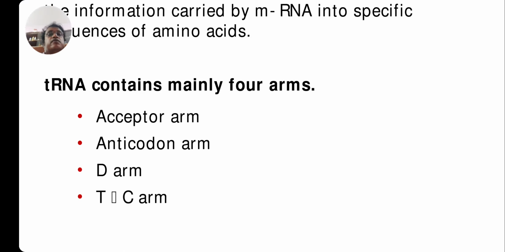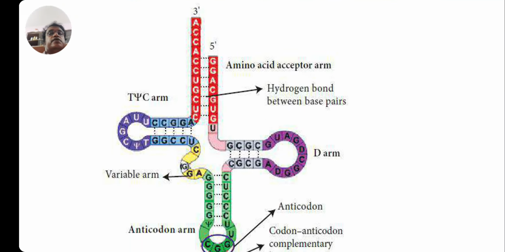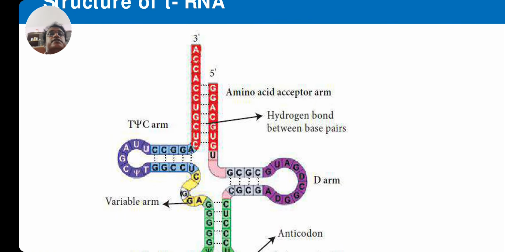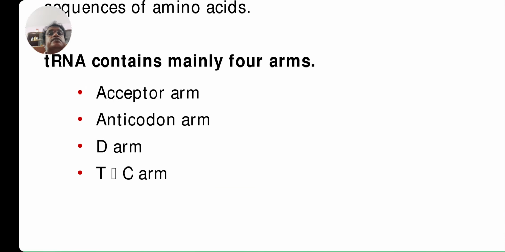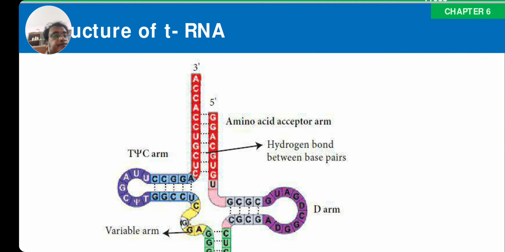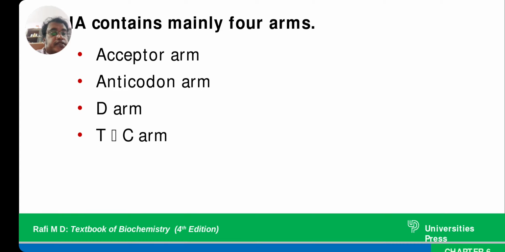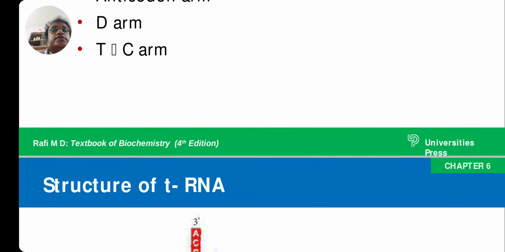Transfer RNA has four arms: acceptor arm, anticodon arm, D arm and T psi C arm. This is the structure of transfer RNA with the different arms. The acceptor arm is capped with a sequence of CCA 5' to 3'. An amino acid is attached to this acceptor arm.